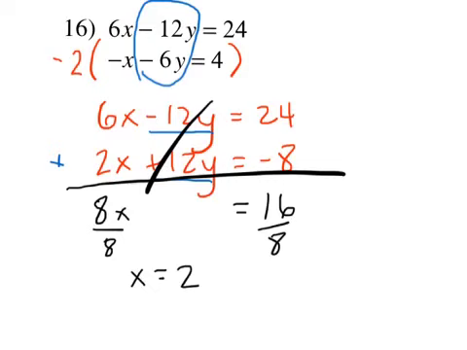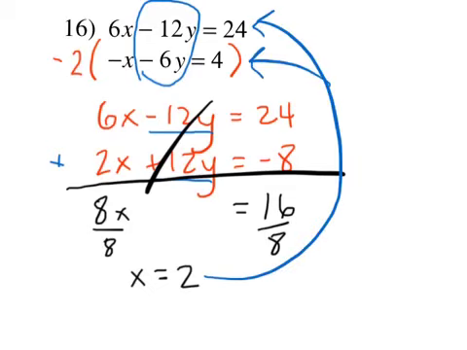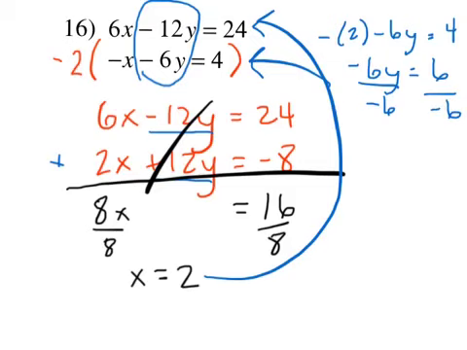And then you're going to come back up to the original equation, and you're going to plug in the 2. So either one of these, it doesn't matter, one or the other. You're going to plug in 2 for x. I'm going to put it in for the second equation. So negative 2 minus 6y equals 4. Alright, add 2 to both sides. I'm going to get negative 6y equals 6. Divided by negative 6, I'm going to get y equals negative 1. So our final answer is the point (2, negative 1).